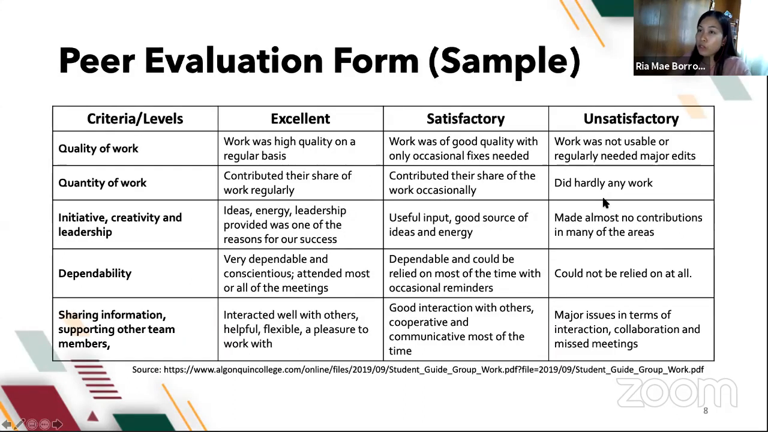This is an example of a peer evaluation form. So there are several criteria like quality of work, quantity of work, initiative, creativity, and leadership, dependability, sharing information, supporting the other team members. And these are the scores that you can give with explanations on each criteria. So you can give numerical scores, numerical equivalent to excellent, satisfactory, or unsatisfactory, and then in the end, compute a grade for a student.